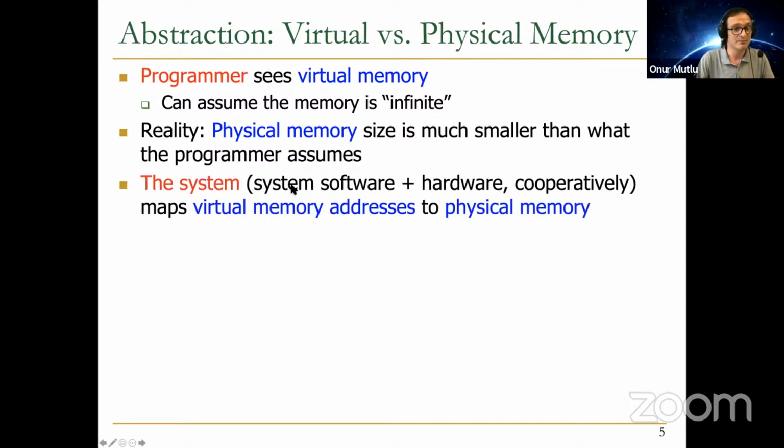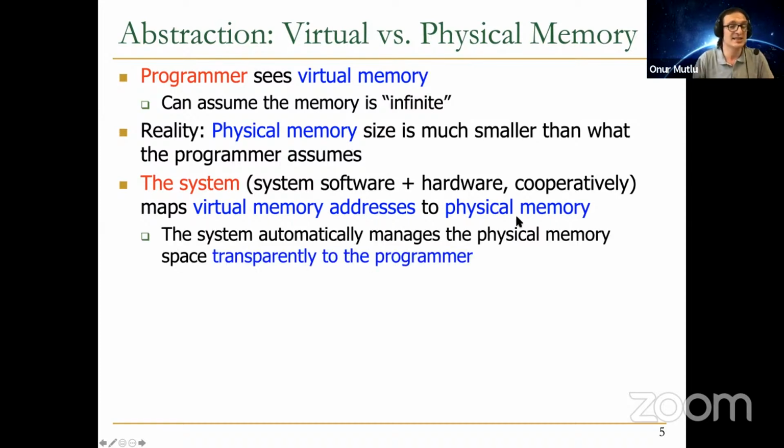In virtual memory, the system software and hardware cooperatively map virtual memory addresses to physical memory addresses in existing systems. And the system automatically manages the physical memory space transparently to the programmer, so that the programmer doesn't worry about running out of the main memory space. That's one huge benefit of virtual memory, one of the reasons why it's there. The programmer should not worry about running out of physical memory and managing the data and code blocks such that you don't run out of physical memory. The system transparently provides that support, both in hardware and software.